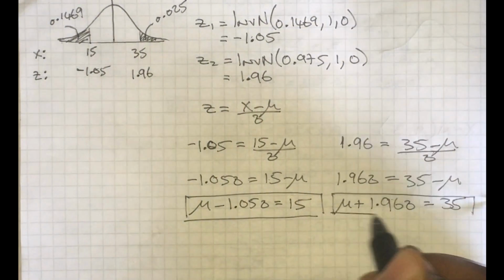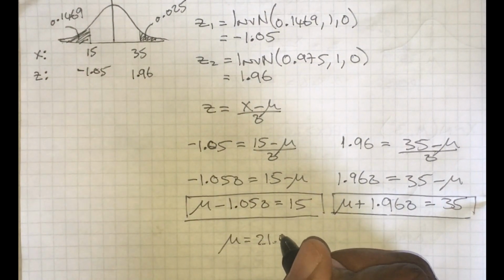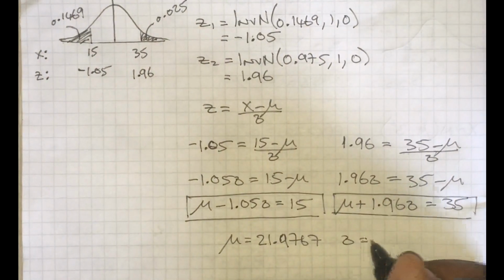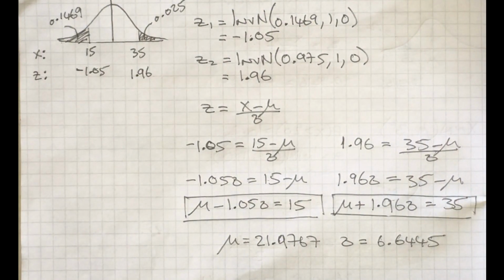Alright, so at this point I really just want you to use the equation solver. Make sure that you punch those numbers in correctly and you should get a mean of 21.9767 and a standard deviation of 6.6445.